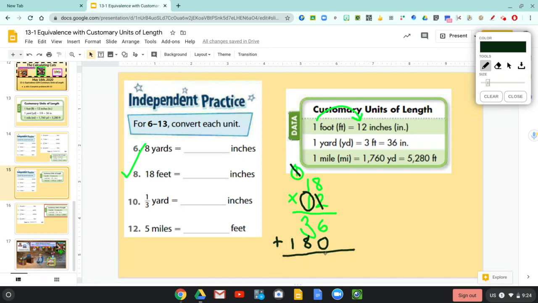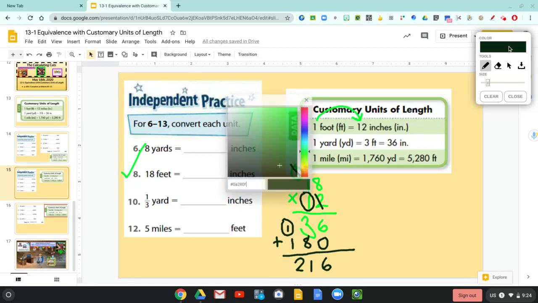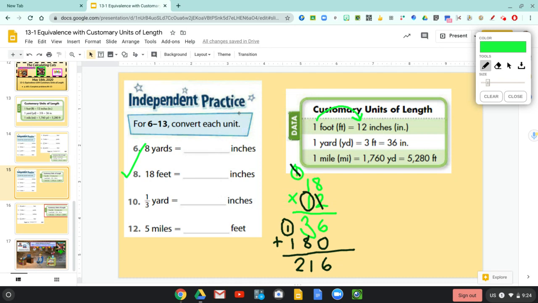So 6 plus 0 is 6. And 3 plus 8 is 11. So I'm going to drop the 1 and regroup the 1. And 1 plus 1 is 2. So for number 8, 18 feet equals 216 inches. Give yourself a little star if you got that one.